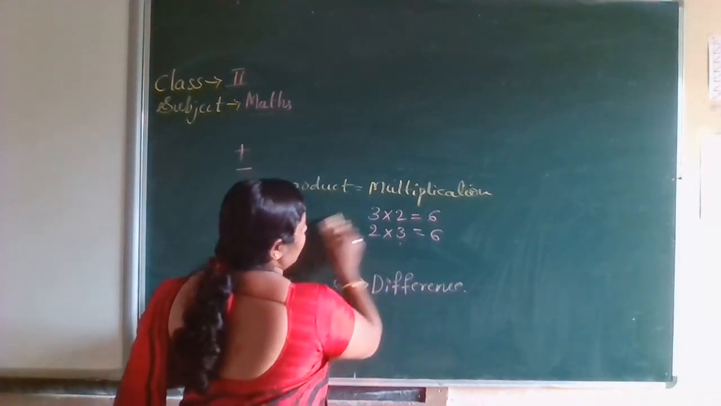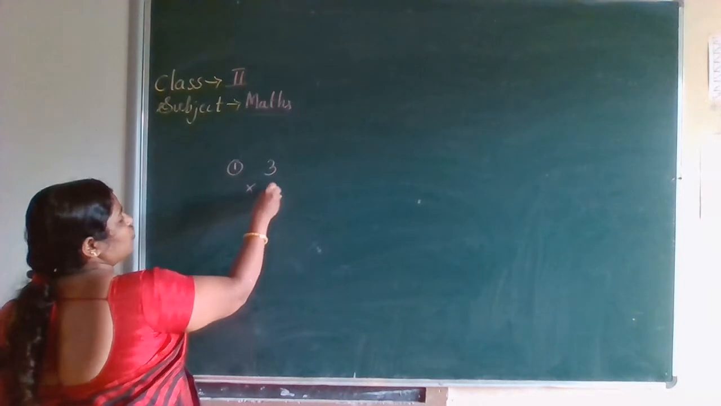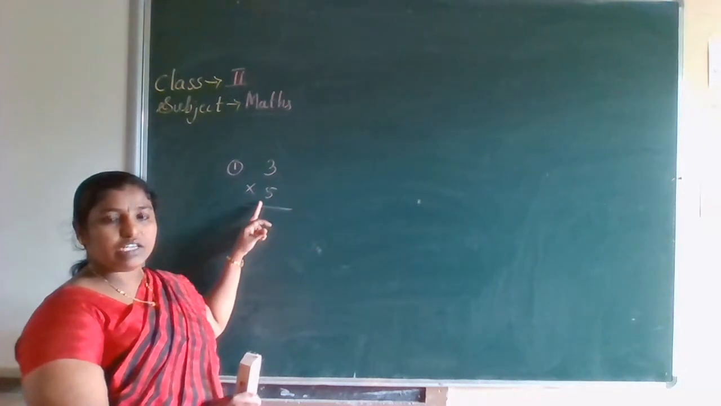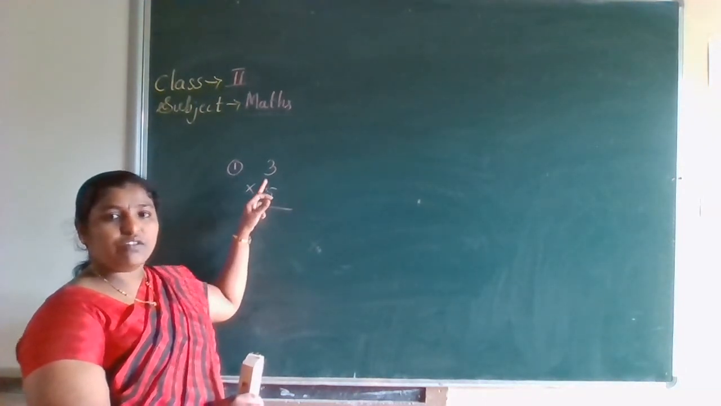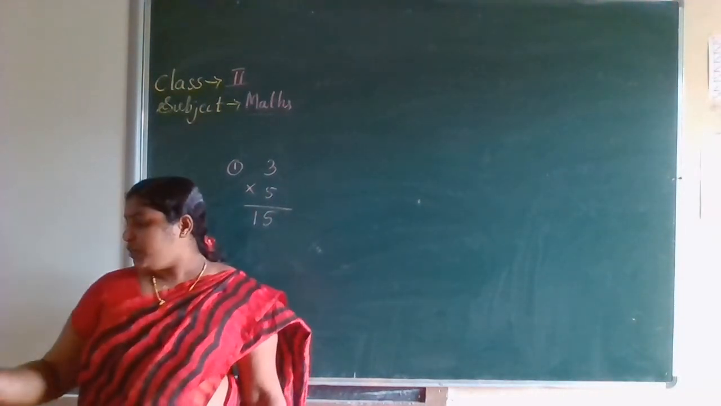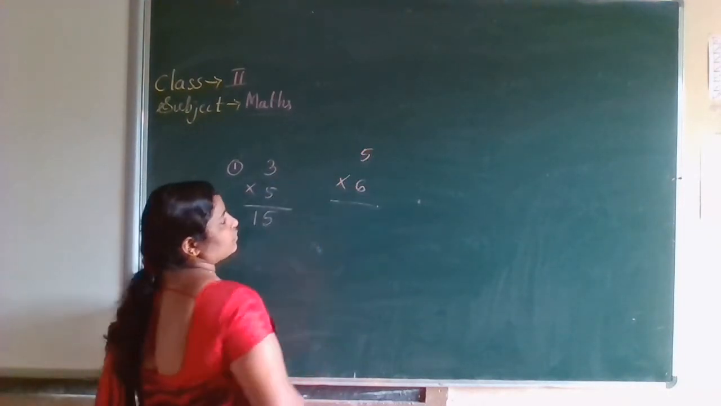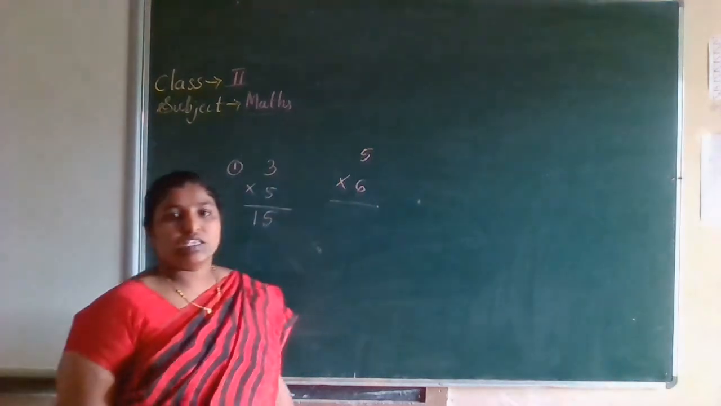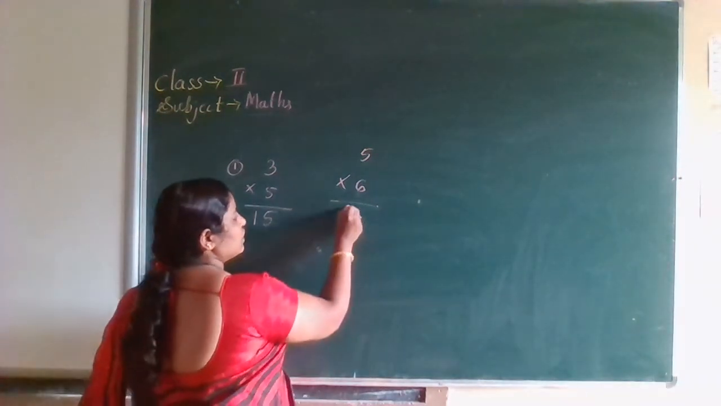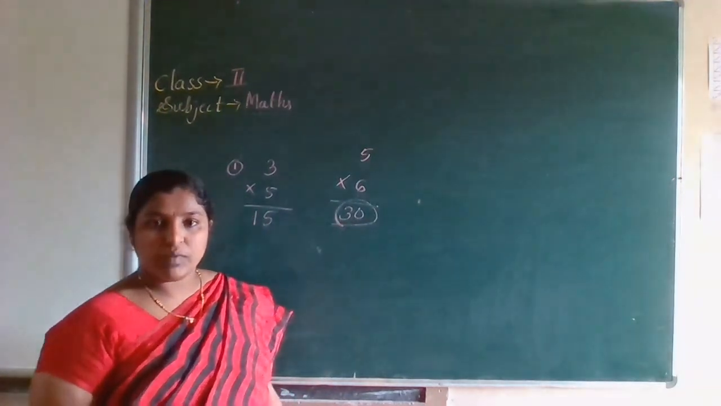Okay? I'll take some more examples. 3 into 5. So you should multiply 5 with 3. So read the 5 table. 5 ones are 5, 5 twos are 10, 5 threes are 15. Okay? These are the multiplication problems. 5 into 6. 6 multiply with 5. 6 ones are 6, 6 twos are 12, 6 threes are 18, 6 fours are 24, 6 fives are 30. Okay, these are the problems of multiplication.